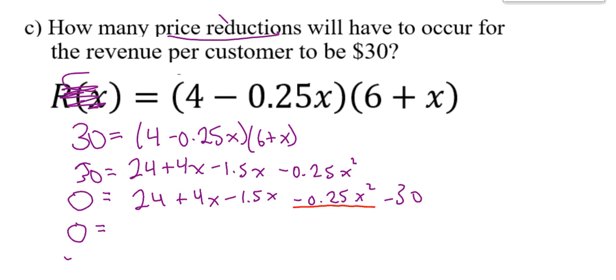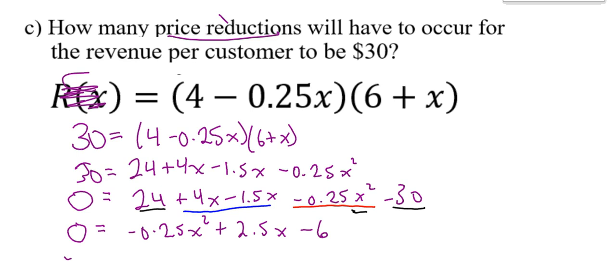The only x squared part is right there, which means I'm going to start with negative 0.25x squared. Then comes the x term. So I've got positive 4x subtract 1.5x. So 4 minus 1.5 is 2.5x. And then the constant term. So I have 24 minus 30. So 24 minus 30 is negative 6.